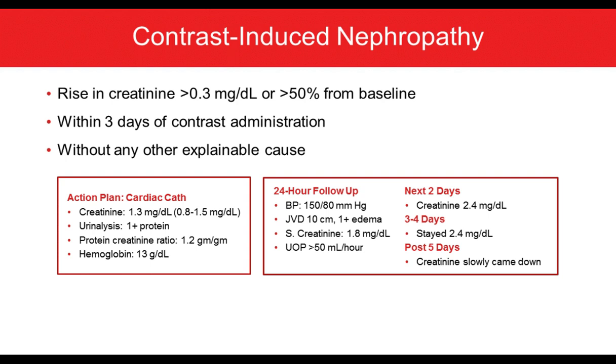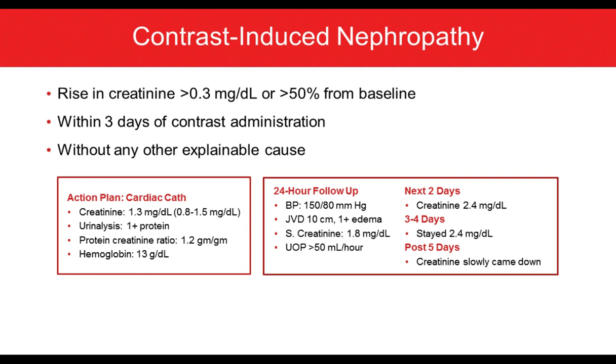So let's look at our patient. She had a creatinine of 1.3, and a urine protein creatinine ratio of 1.2 gram per gram. That's pretty high protein in the urine; normally you would have less than 0.2. She is a 70-kilo person. After having the cath and contrast administration, her creatinine went up to 1.8 on basically the next day. So she had a rise in creatinine of 0.5, almost 40% from her baseline, and it stayed up for the next 2-3 days.